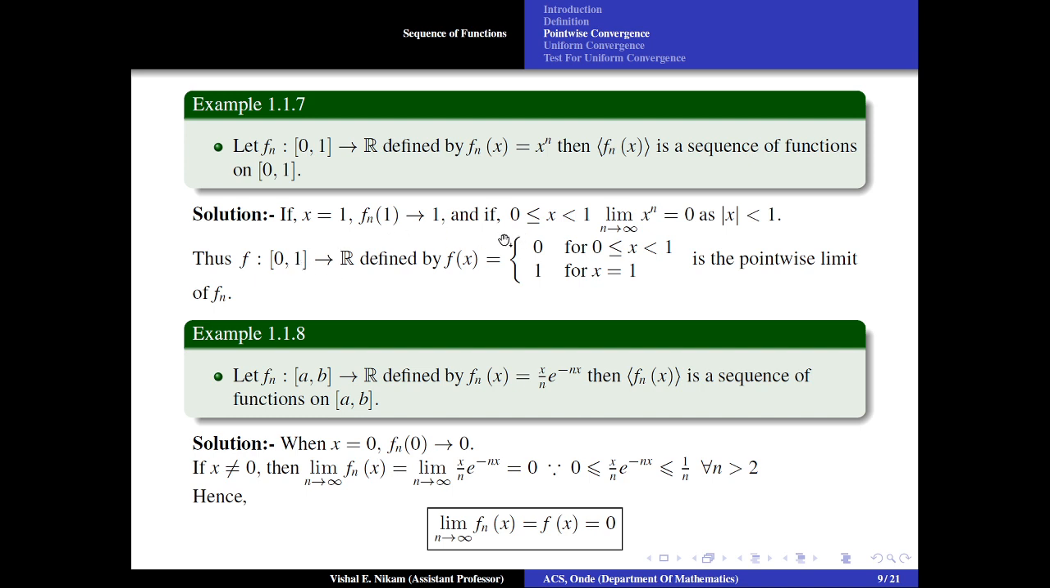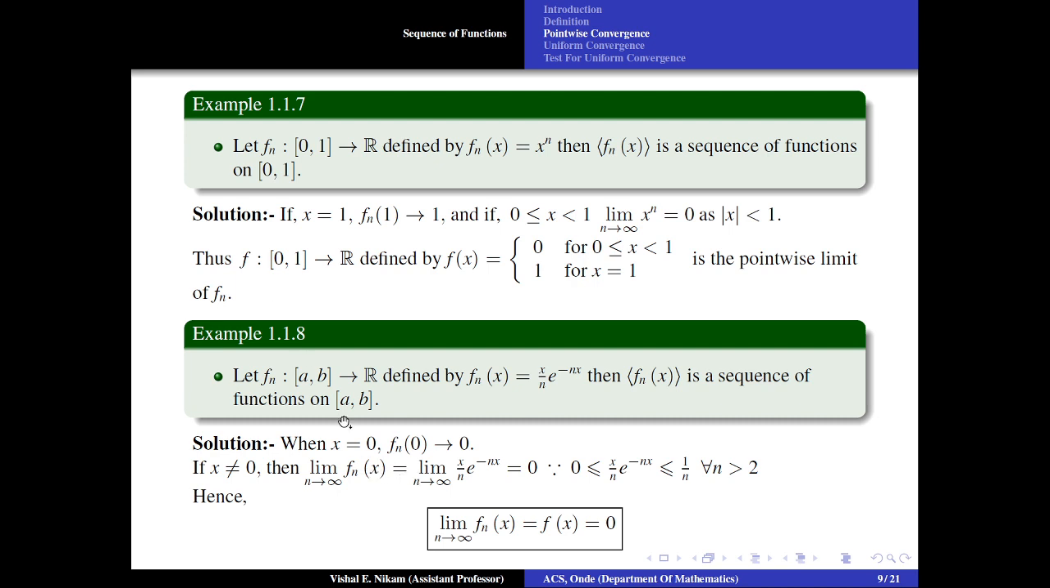Thus we have two values of f of x. That is, whenever x lies between 0 and 1, we have the limit of the sequence of functions as 0, and for x equal to 1, we have the limit as 1, right? So this is the pointwise limit of fn. That is, the pointwise limit for this sequence of functions is the function f of x equal to 0 for 0 less than or equal to x strictly less than 1, and 1 for x equal to 1.